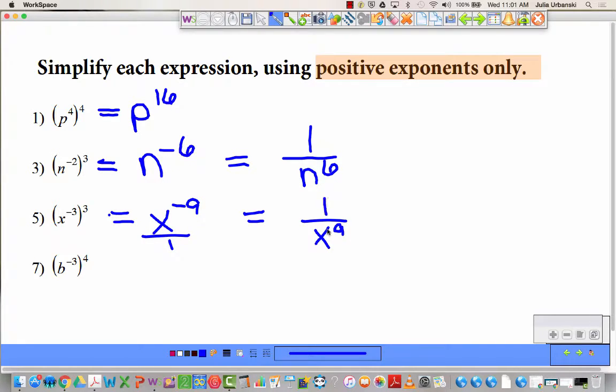Yeah, when it becomes positive, it turns into a fraction. We'll practice that some more. Stay focused. B to the what? Negative 12. That would be okay, except our directions said make it positive. So it would be 1 over b to the positive 12.